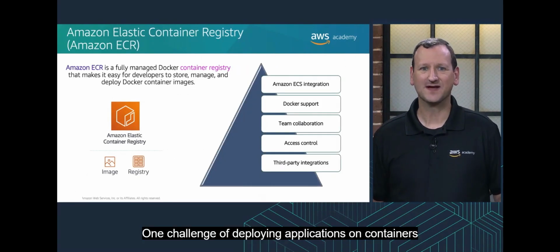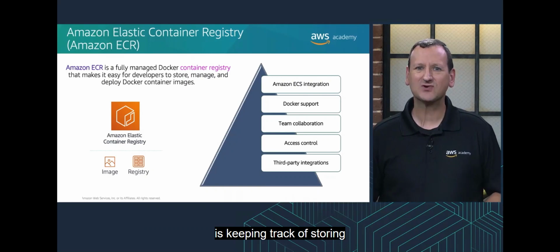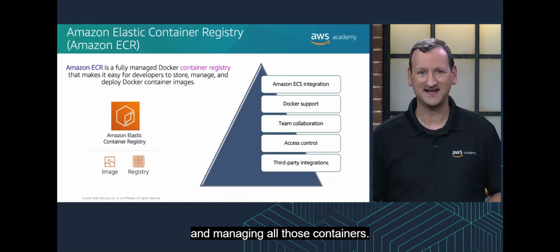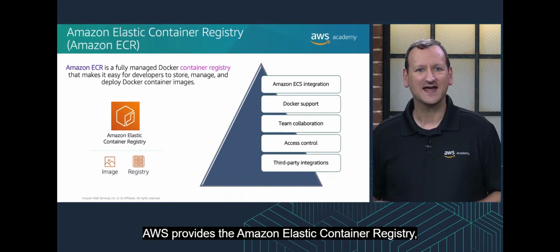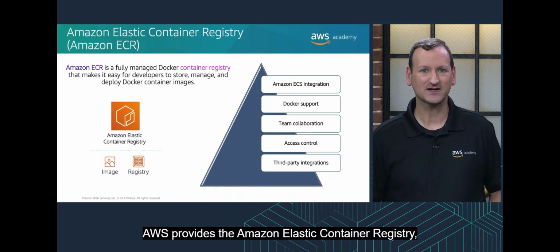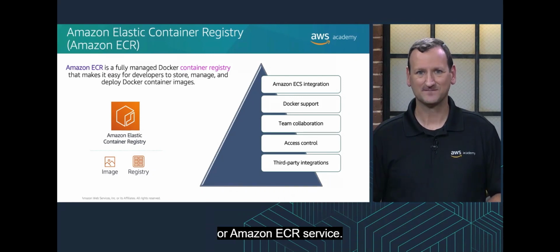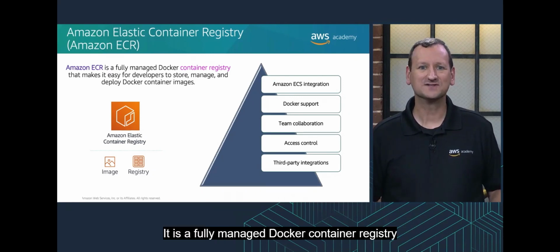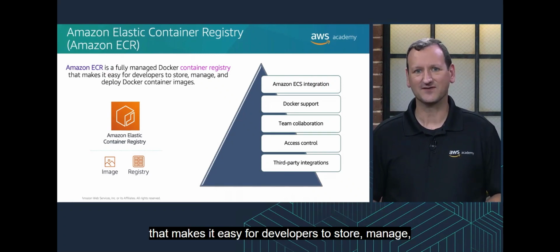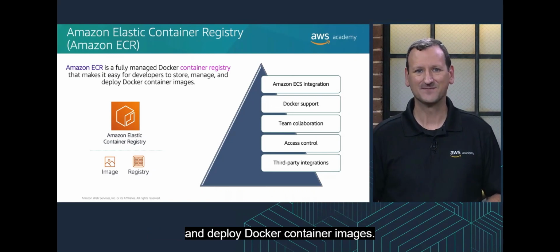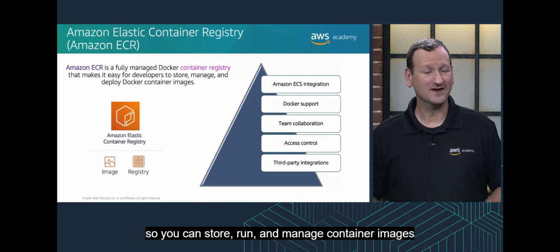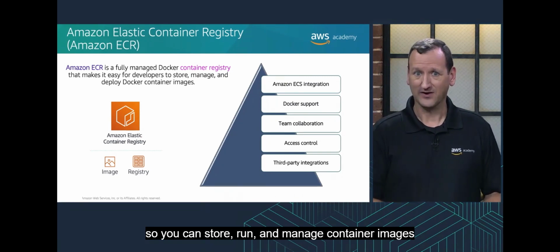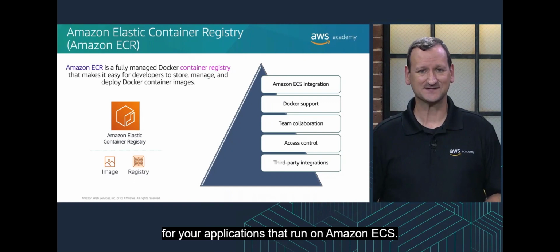One challenge of deploying applications on containers is keeping track of storing and managing all those containers. To keep addressing this challenge, AWS provides the Amazon Elastic Container Registry, or Amazon ECR service. It is a fully managed Docker container registry that makes it easy for developers to store, manage, and deploy Docker container images. It is integrated with Amazon ECS, so you can store, run, and manage container images for your applications that run on Amazon ECS.